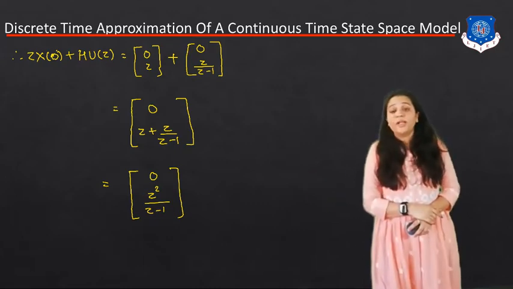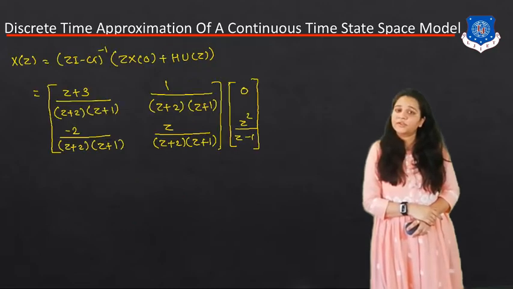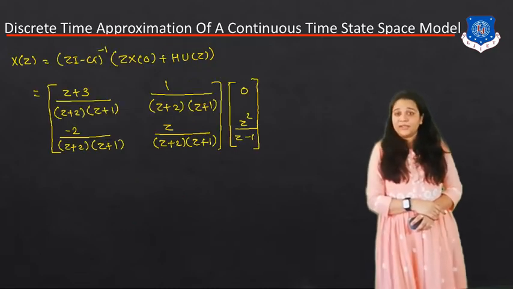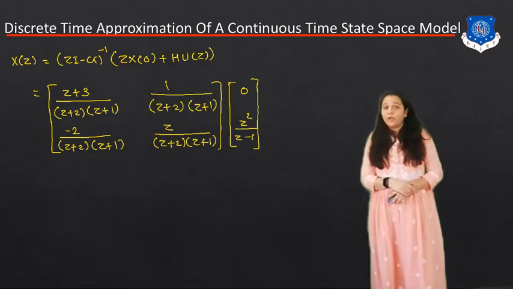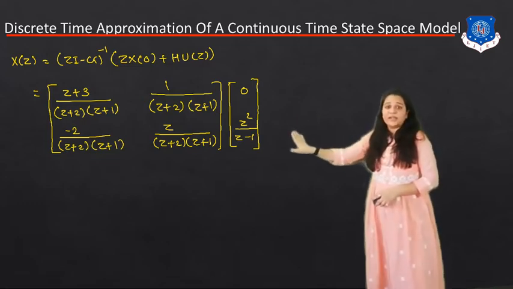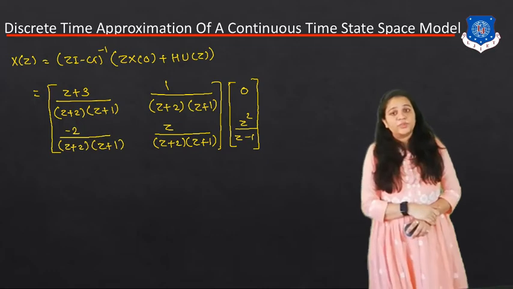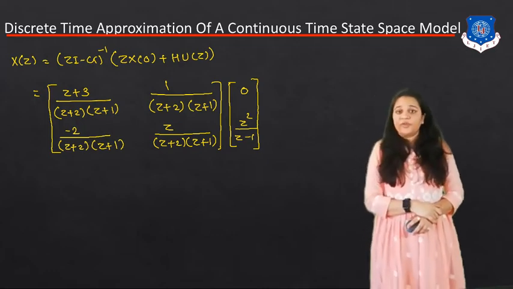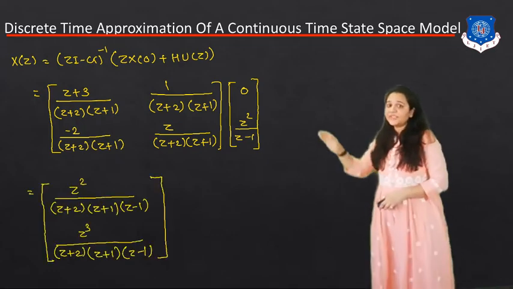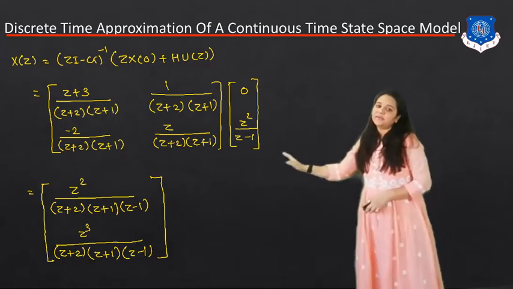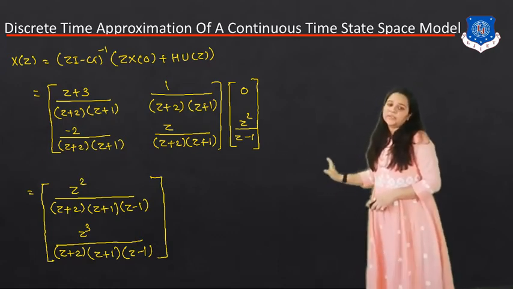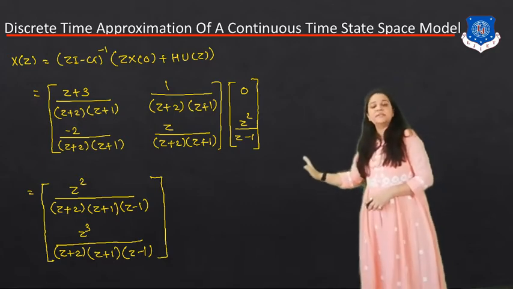Now we have to multiply with zI minus A inverse. So zI minus A inverse into z x of 0 plus h u of z. Okay, so this is my zI minus A inverse and this is my z x of 0 plus h u of z. So we can get z square upon z plus 2, z plus 1, z minus 1, and z cube upon z plus 2, z plus 1, z minus 1.